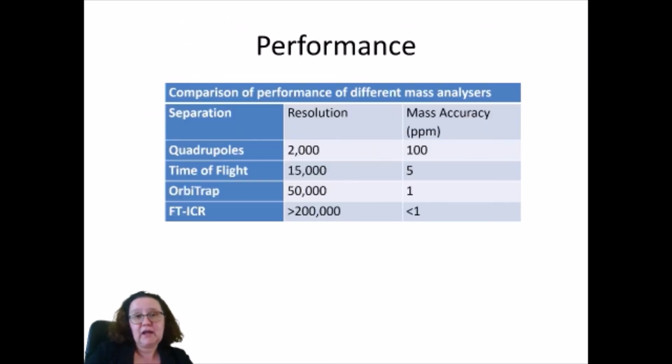The different mass analyzers mean different degrees of accuracy and resolution, and this table compares the 4 most typical mass analyzers. As you can see, from quadrupole to TOF to Orbitrap to FTICR, the accuracy improves enormously. The price of the instrument also increases considerably. So that's another consideration.